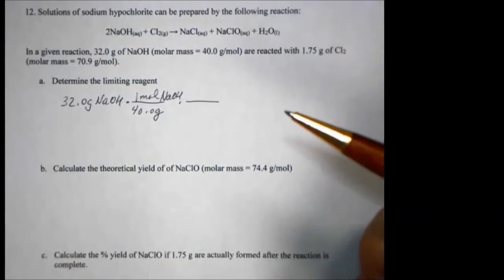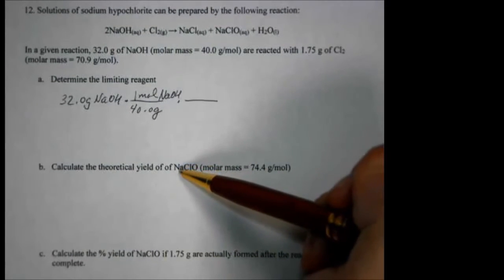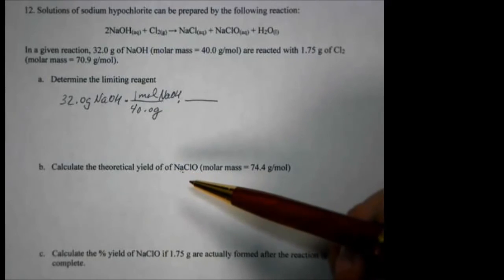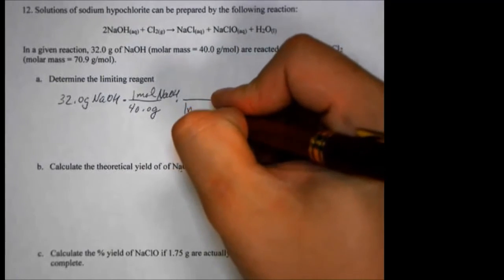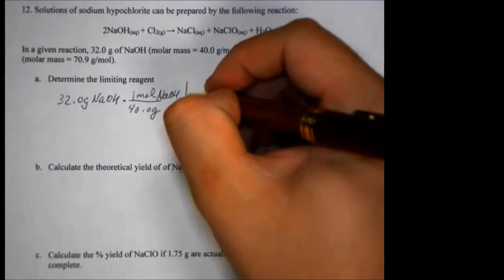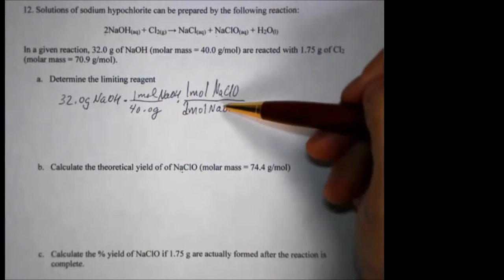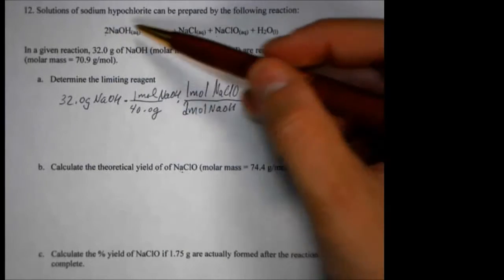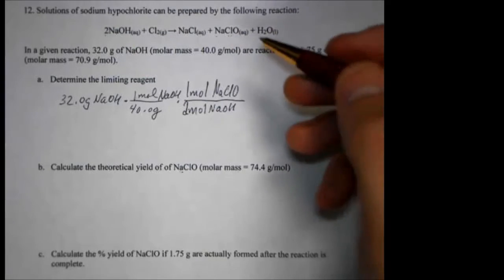So you can choose any product, but if you want to make your life easier, if you look a little bit ahead, it asks for the theoretical yield of NaClO. So let's go ahead and use NaClO as our test case to see how much it produces. So for every 2 moles of NaOH, we produce 1 mole of NaClO. Okay, so what this is doing is allowing us to go from apples to oranges, so we can make sure that we have the correct number of moles of product.